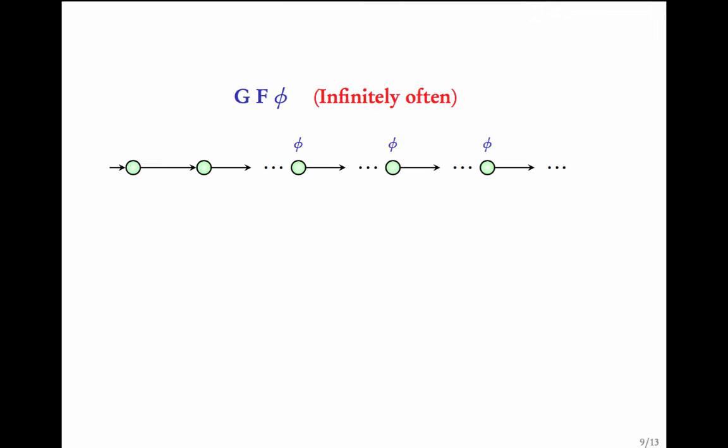However, let me list down two important things which keep recurring again. The operator GF phi. We have seen this before. GF phi says that everywhere F phi is true. From any point in the word, I will be able to reach a point where phi is true. This means that phi is true infinitely often.